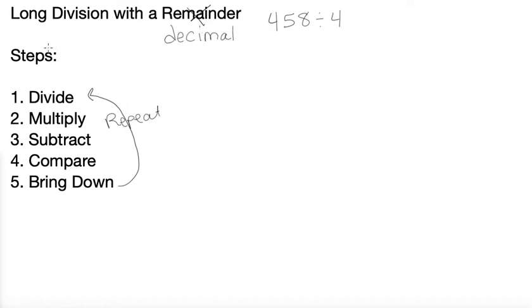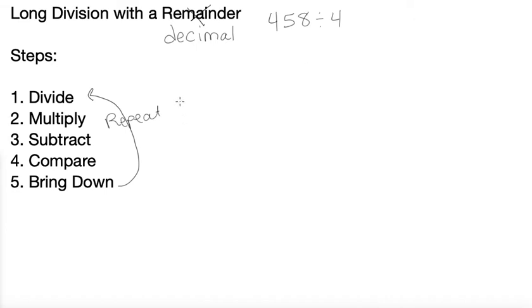So we're going to be talking about the steps of long division, which are to divide, multiply, subtract, compare, bring down, and then repeat the process. And our problem is 458 divided by 4. What you're going to notice is that we are going to end up not dividing evenly.